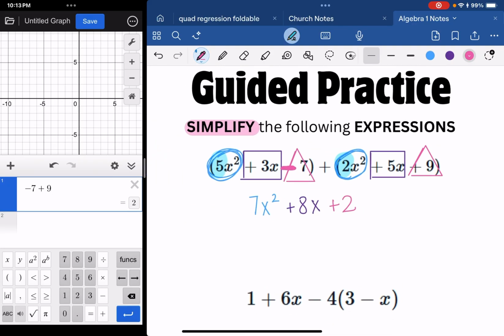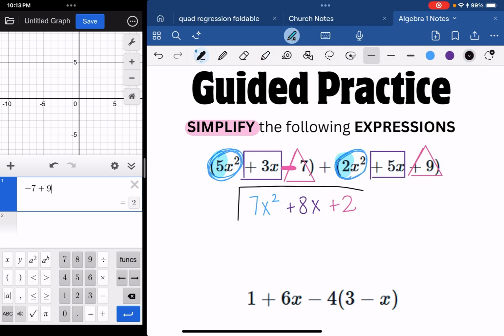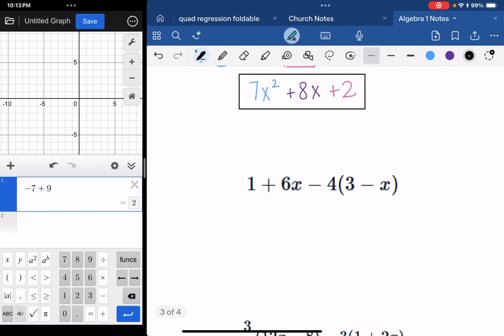All right, and that's the answer. I'm not going to get one single answer. It's going to be an expression as well. It's just an expression in its simplest term. All right, let's move on to the next one.